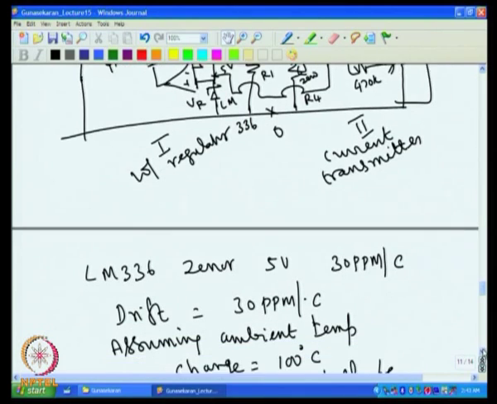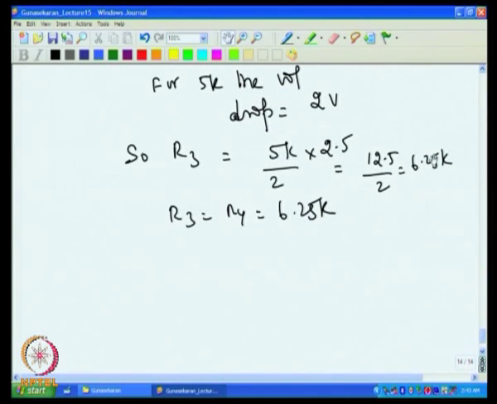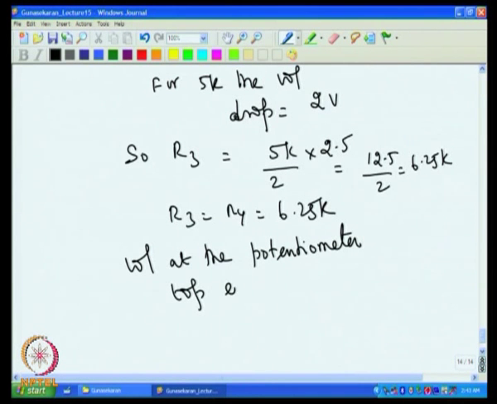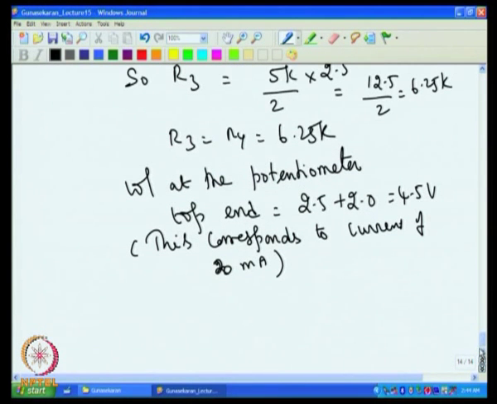So, now we go back and calculate what is the expected error. The voltage at the potentiometer top end is equal to 2.5 plus 2, that is equal to 4.5 volt. This corresponds to a current of 20 milliampere. So, the voltage at the potentiometer top end is 4.5 volt and the current is 20 milliampere.